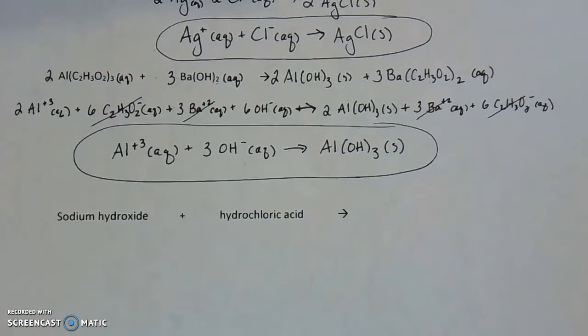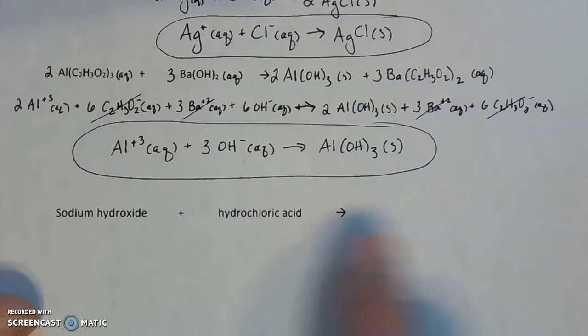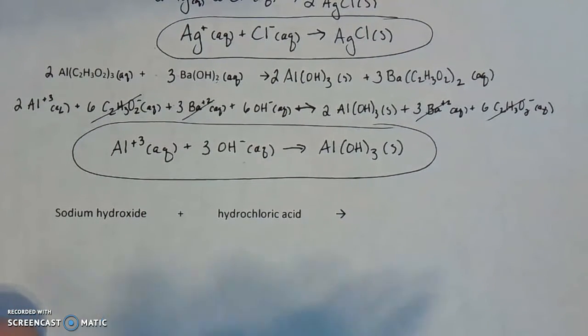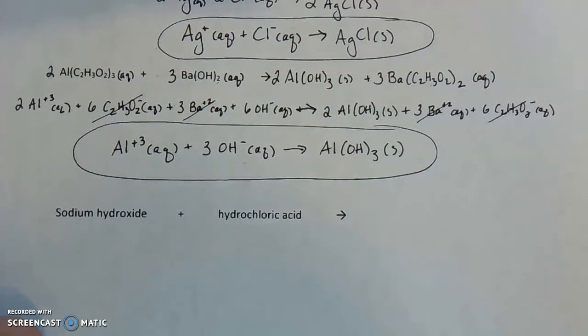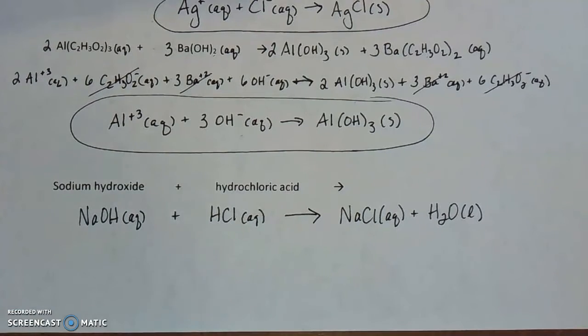Our last example is here. We're given words and we have to predict the product. So sodium hydroxide plus hydrochloric acid. Go ahead and pause this and you can write this out. So here is what you should get.